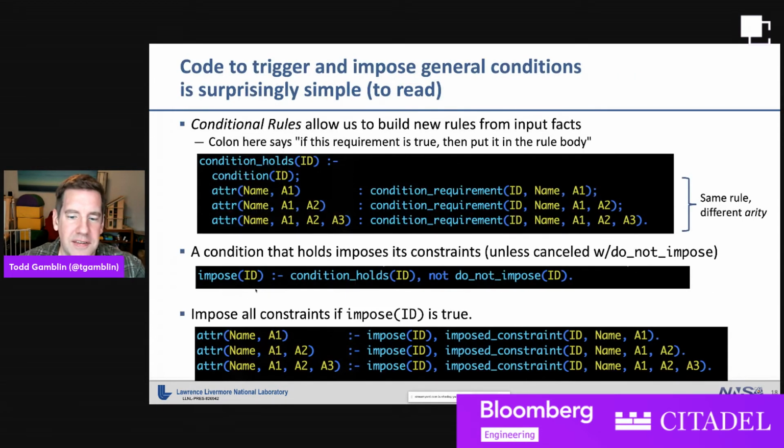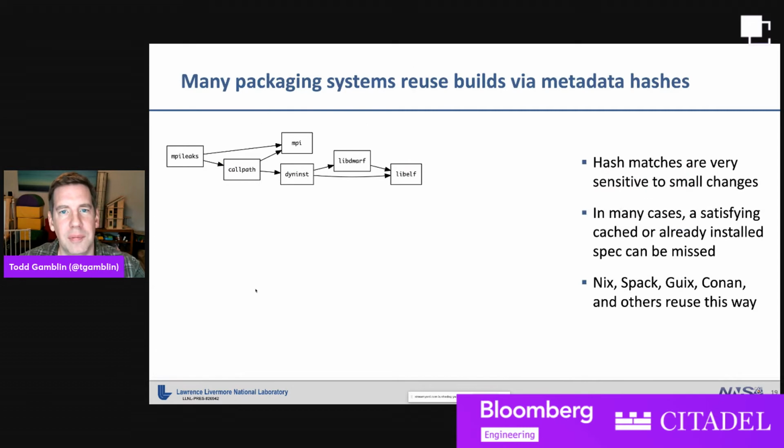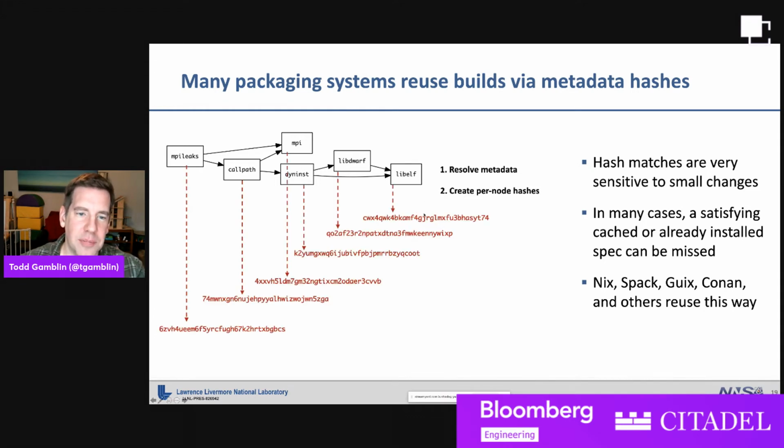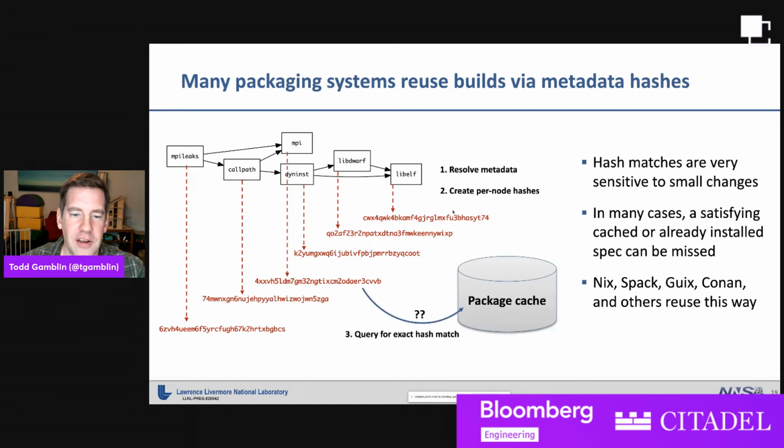And so if you think about this, it's very general, and we can take some of this and use it for other things. If you think about the way that packaging systems reuse builds, you might have a graph like this, and most packaging systems that do build caching will take that stuff, resolve the metadata, and hash it. So you'll get hashes per node. These are usually Merkle hashes. And then if you want to say, do I have that binary already, or is it already installed? Is there something already installed that I can build against? You take the hash and you query your cache, and you say, do I have that thing?